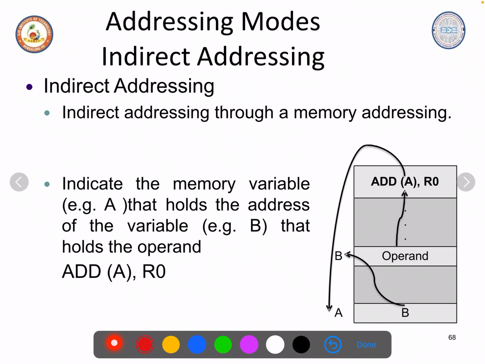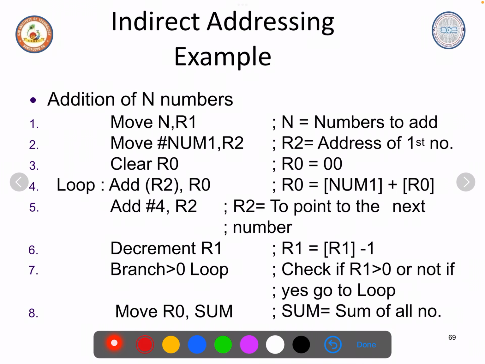See, A will be holding the address, this is an address. So A will be holding the address, and the content present in that location will be the operand. So this is an indirect addressing mode.